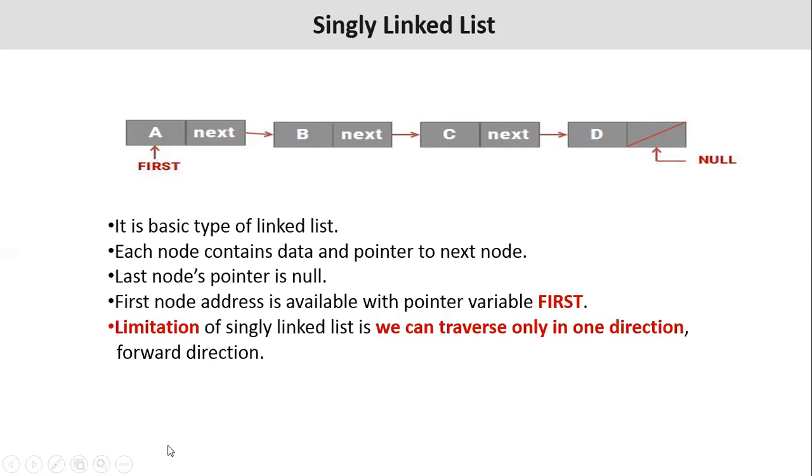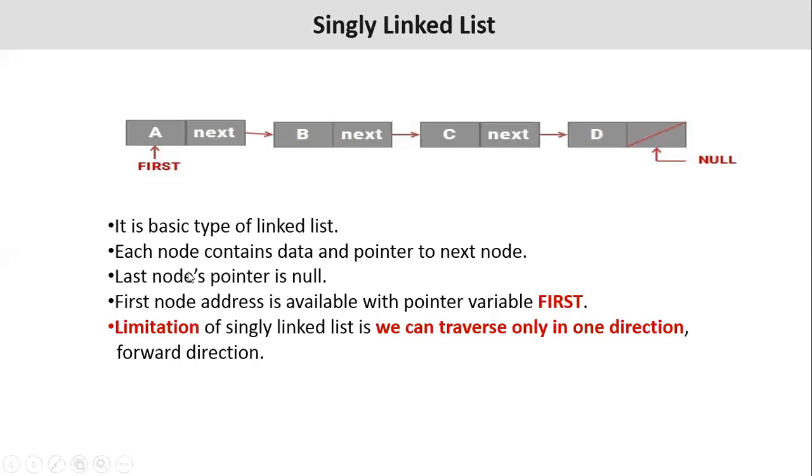C is the third node, and its next part stores the address of the next node. D is the last node, and the address part of that node is null. It is the basic type of linked list. Each node contains data and a pointer to the next node. The last node's pointer is null. The first node's address is available in the pointer variable first.